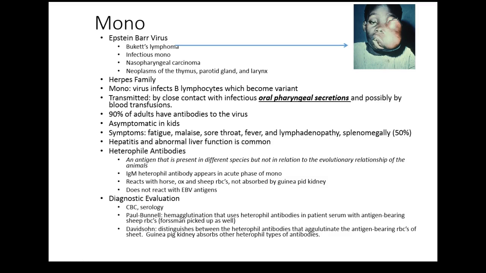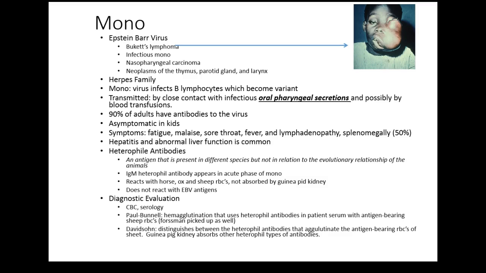It's usually asymptomatic in kids, but if they do get sick, it can cause fatigue, malaise, sore throat, fever, lymphadenopathy, and splenomegaly. We also see an inflamed liver. When they push on that liver, it's very tender. And one of the things that we put along with this is heterophile antibodies. Know the definition of this. Heterophile antibodies are antibodies to an antigen that is present in different species, but not in relation to the evolutionary relationship of the animals. These can occur and they can interfere with our testing. That's kind of the problem with it.